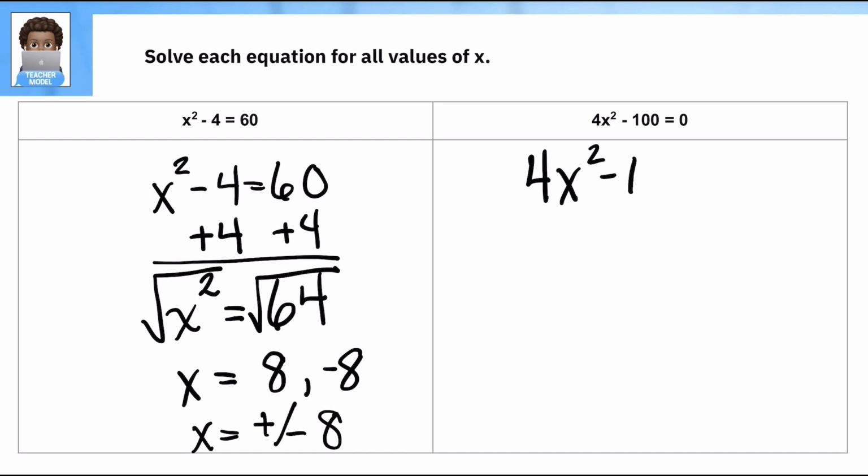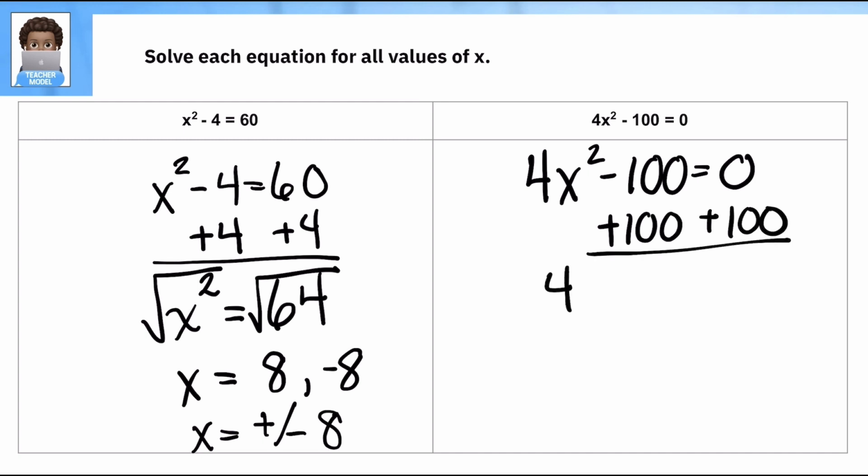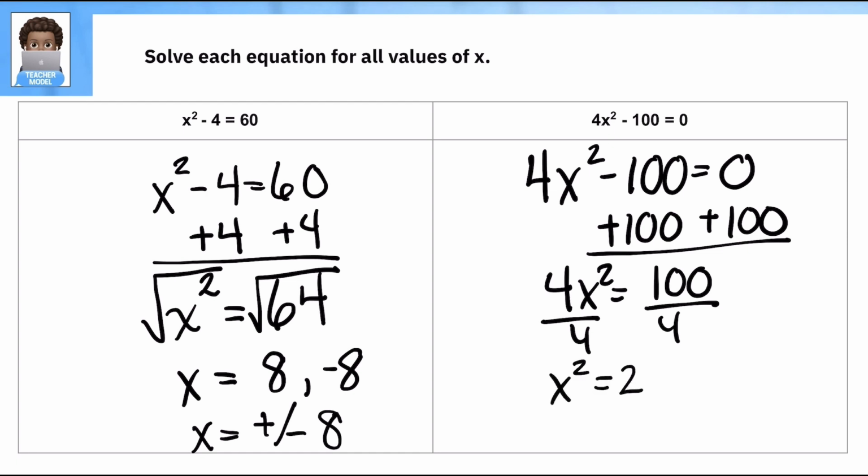4x squared minus 100 is equal to 0. Add 100 to both expressions. 4x squared is equal to 100. Divide by the coefficient 4. x squared is equal to 25, so now I can use my square root symbol. x is equal to plus or minus 5. All right, hit pause and jot this down into your notes.